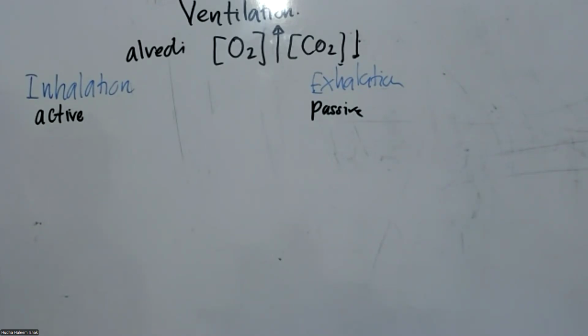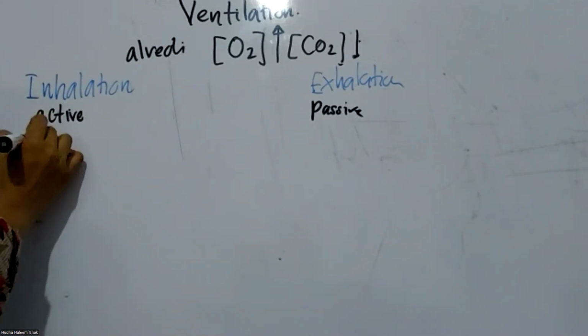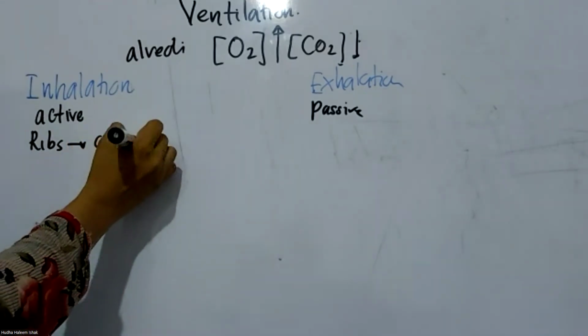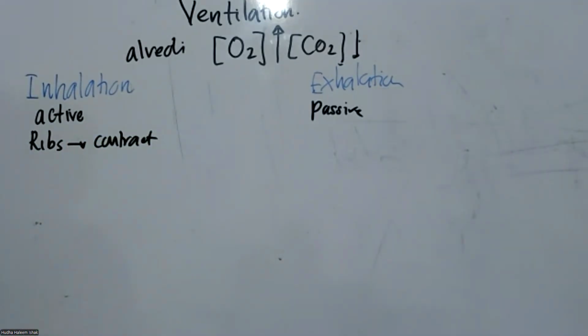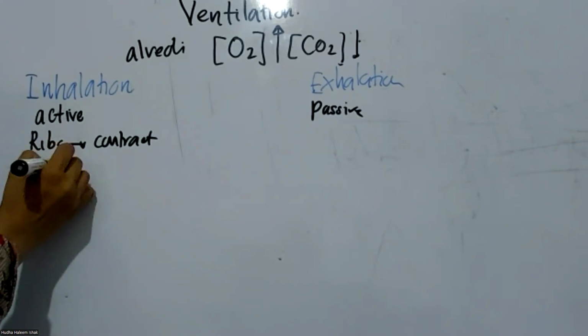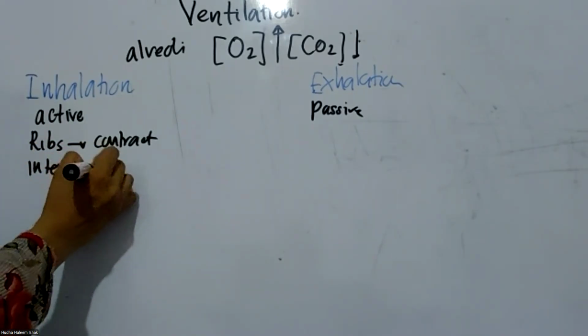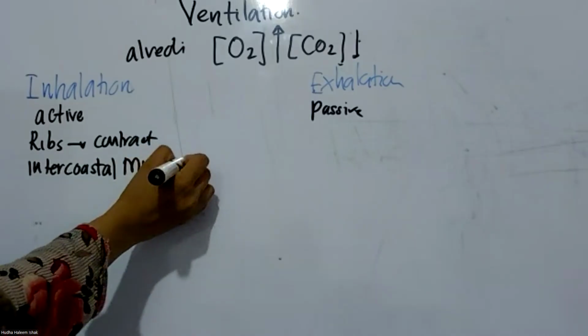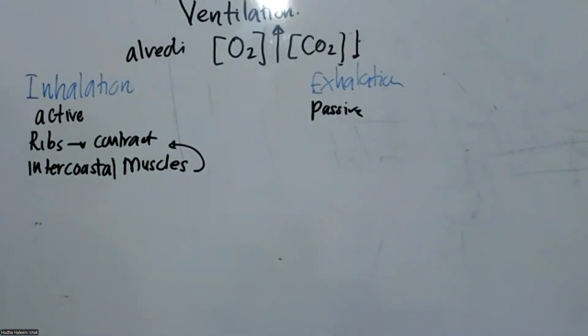And then what happens during inhalation, again grade 11, the same thing is getting repeated. So what is happening in inhalation? Our ribs will contract. And also what happens? Intercostal muscles. We have the intercostal muscles, the muscles present between the ribs, right? So these intercostal muscles will also contract.